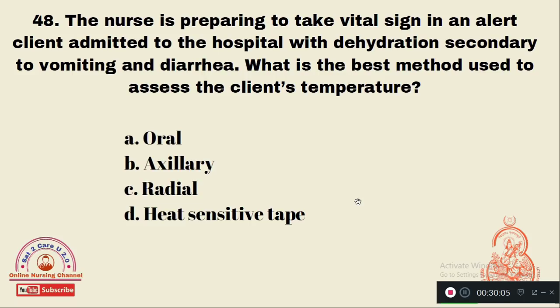So according to some people, they are saying axillary route is the best method to assess the vital sign when the client is having dehydration secondary to vomiting and diarrhea. But here we have option D, heat sensitive tape. When heat sensitive tape is not in the option, you can go for axillary because heat sensitive tape is very comfortable and it reads accurate than the axillary. When axillary is present without heat sensitive tape, go for axillary.